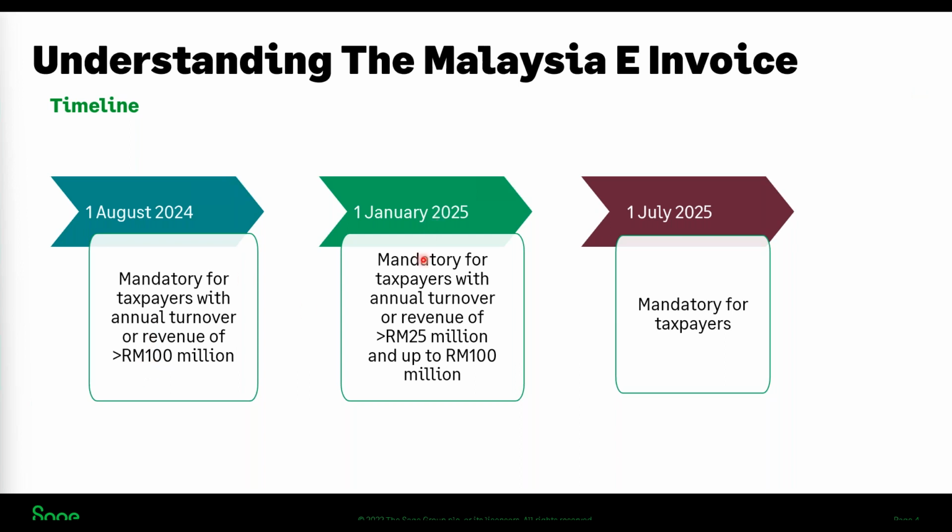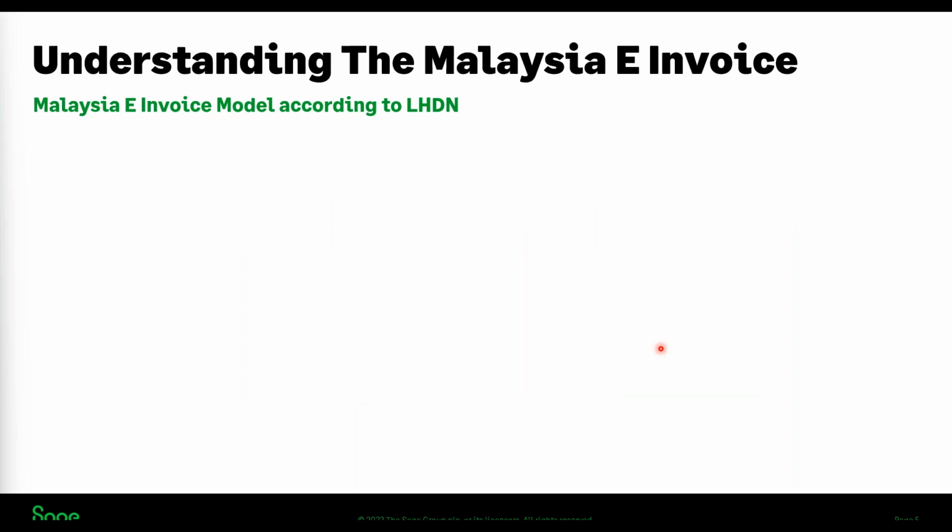In the second phase, starting on 1st January 2025, it is mandatory for all taxpayers with annual revenue of more than 25 million up to 100 million. So if your company's yearly revenue is between these figures, your timeline starts on 1st January 2025. And the final phase is mandatory for all taxpayers starting from 1st July 2025.